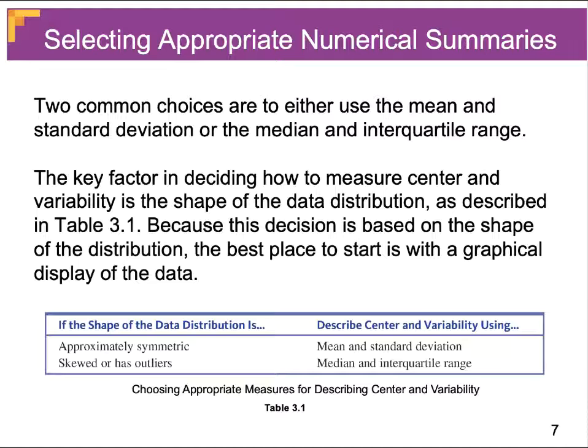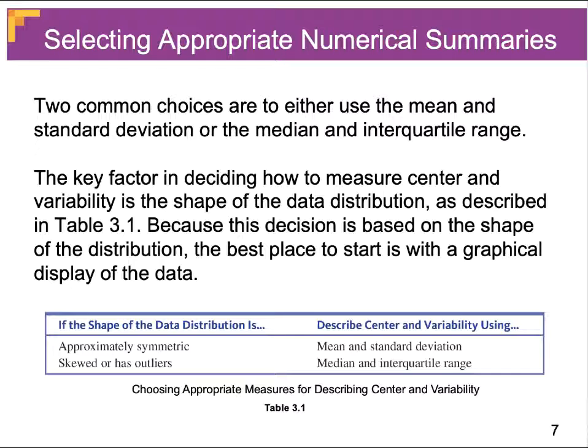If your distribution is symmetric, then you're going to report the mean and the standard deviation. So in Chapter 2, we talked about that idea of symmetric being where if you were to draw a vertical line, both sides of the distribution would look similar.